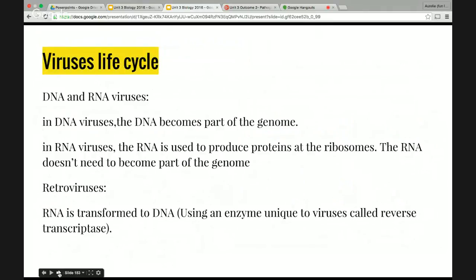So there are DNA and RNA viruses. In DNA viruses, the DNA becomes part of a genome, whereas in RNA viruses, the RNA is used to produce proteins at the ribosomes. The RNA doesn't need to become part of a genome. Then you have retroviruses, where the RNA is transformed to DNA using an enzyme unique to the viruses called reverse transcriptase. Then the DNA becomes part of a genome.